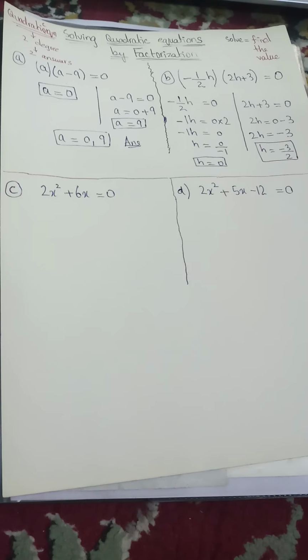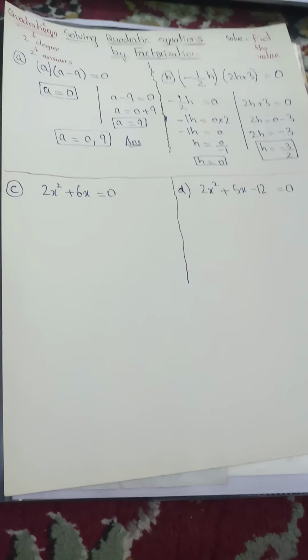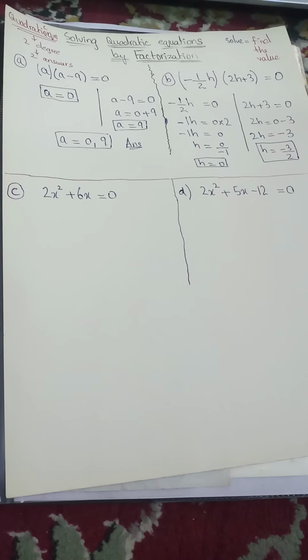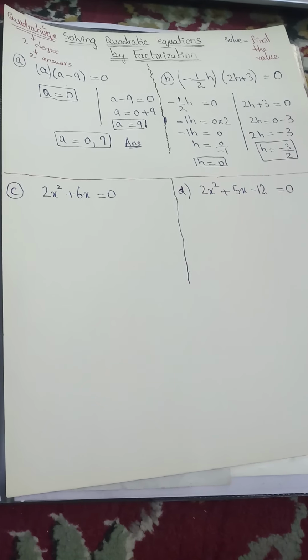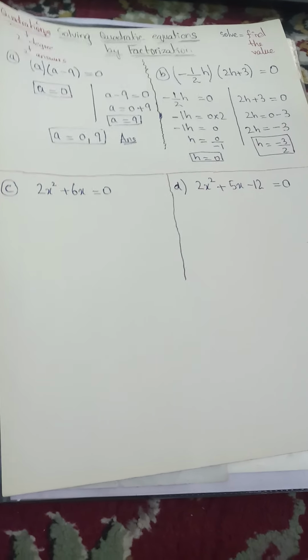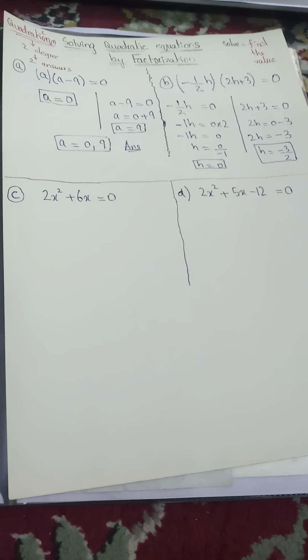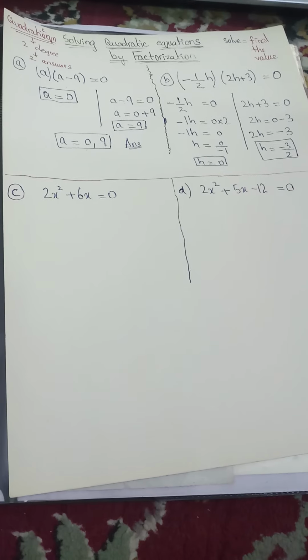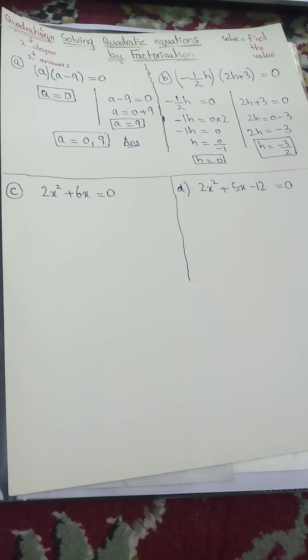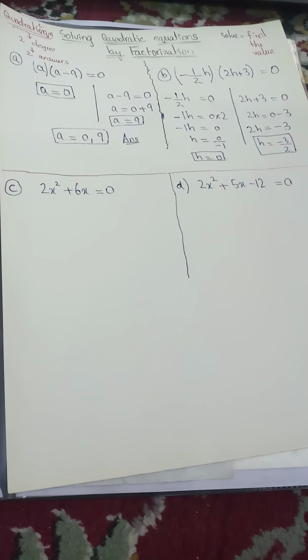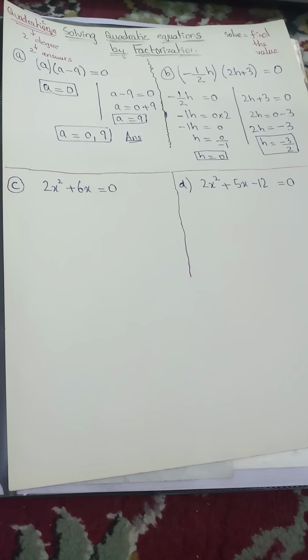brackets given. We don't have to factorize them, we just use the 0 property and we just put one by one bracket equals to 0 and find the value of the variable. But in question number C and D, we have to factorize our question first. After factorizing, we'll be making brackets, and then when the brackets are made, we will be using the 0 property in order to find the value of the variable.